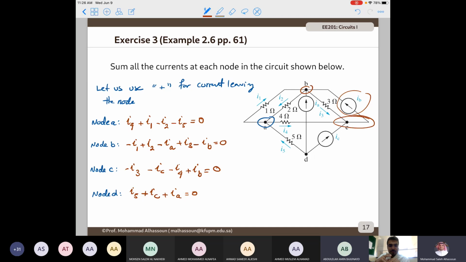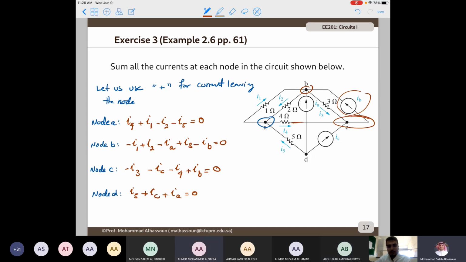Yes, doctor. Sorry, but I didn't get how I4 continues to node C without a connection. There is no connection here. So I4 will continue here, and this is not a connection. This is kind of like a jumper wire, so it is not a node.